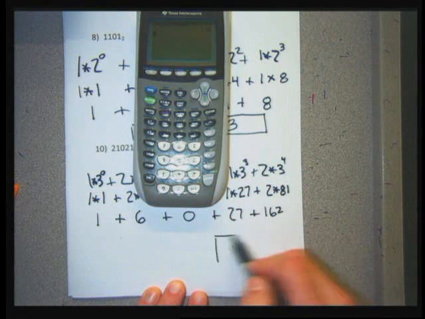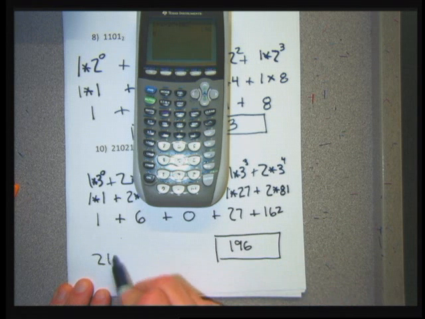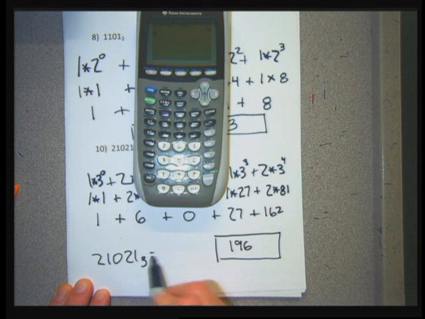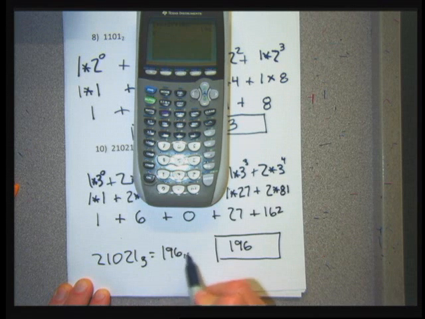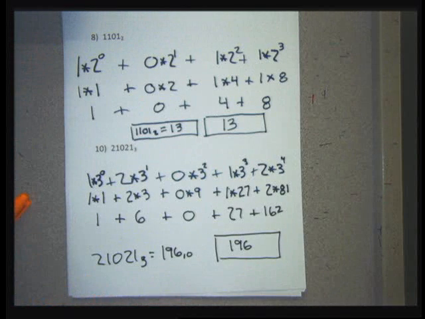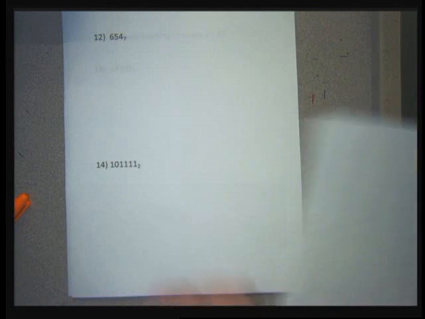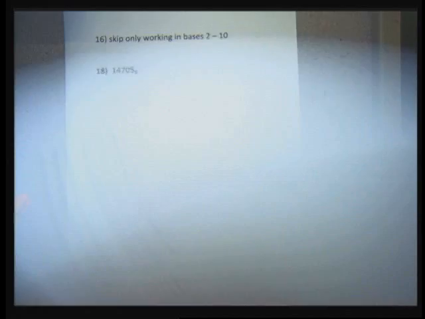So the answer to problem 10 is that 21021 base 3 is 196 base 10. And if you just wrote the number 196 and didn't write the base, that's preferred, and you don't need to write the problem next to the answer. There are 2 more problems on the next page, so maybe you can try to do those without watching the video, and then go ahead and check yourself.